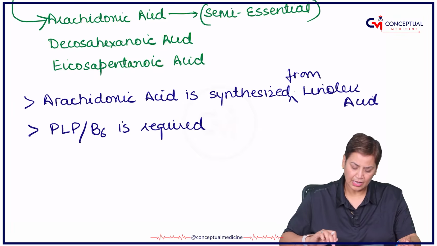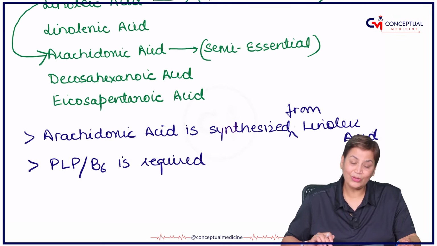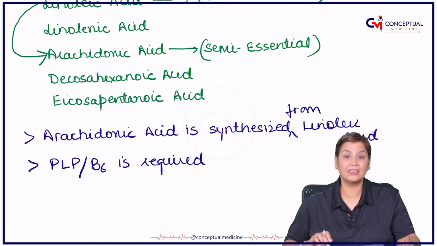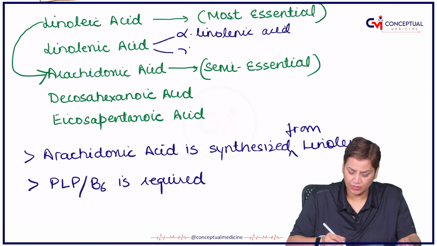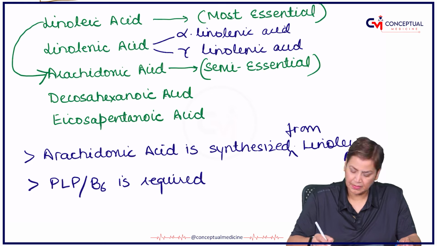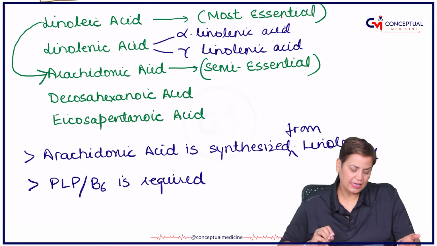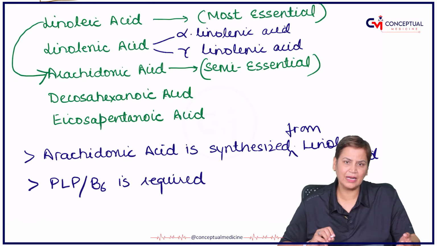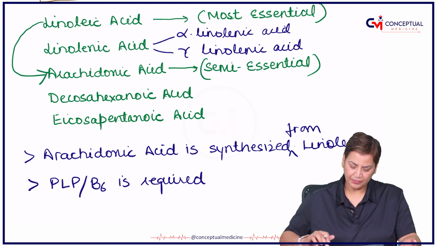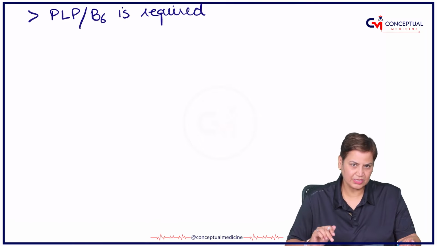Okay. So now if we talk about linolenic acid, it occurs in two forms. One is alpha-linolenic acid and the other is gamma-linolenic acid. And obviously linoleic acid has 2 double bonds, linolenic acid has 3 double bonds, arachidonic acid has 4 double bonds. But if we count the number of carbon atoms, they are 18, 18 and 20. Now see what the sources of these are.